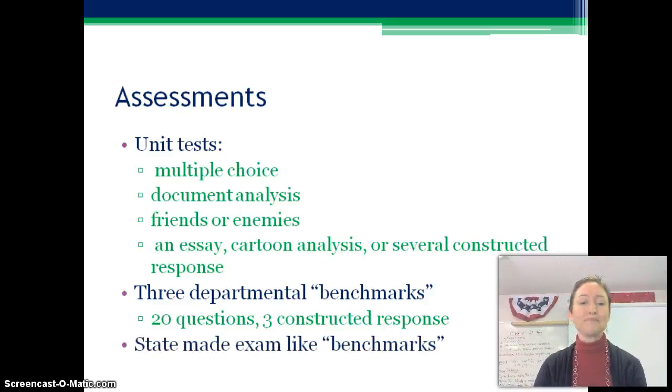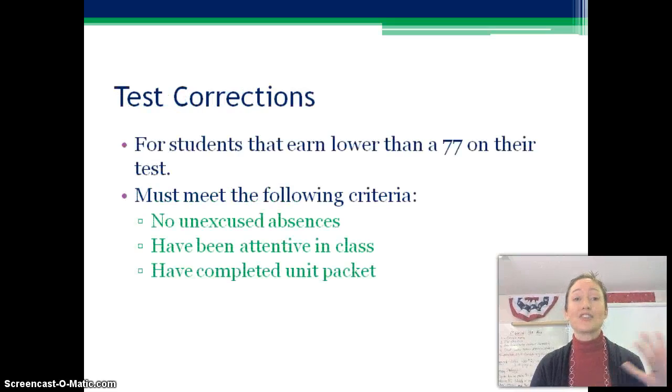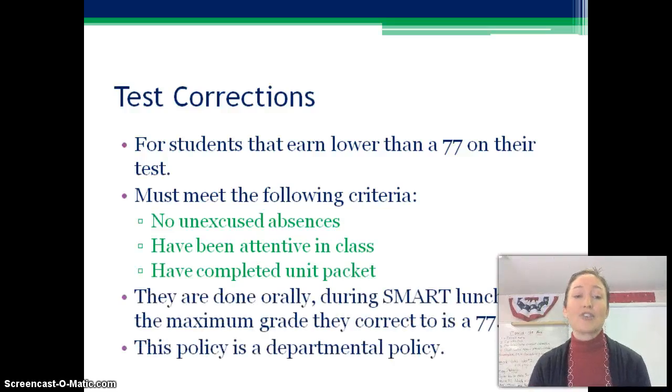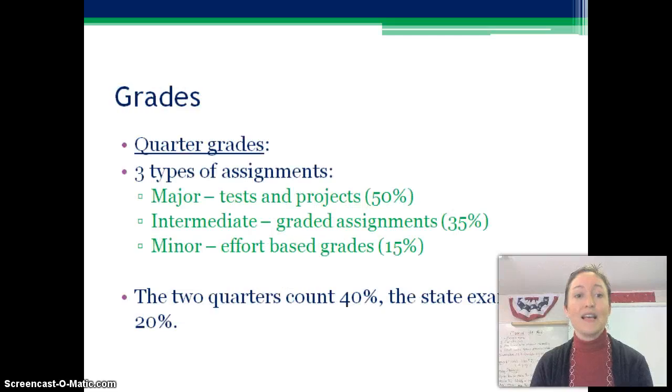Test corrections can be done if students are not happy with their test grade and their test grade is lower than 77. They have to meet the 3 criteria on the screen, and they are done orally during lunch and or after school if need be. And it's a departmental policy that they can recover their grade up to a 77 as a result of test corrections. They have quarter grades, and there are 3 types of assignments that make up their quarter grades. They're listed on the screen.